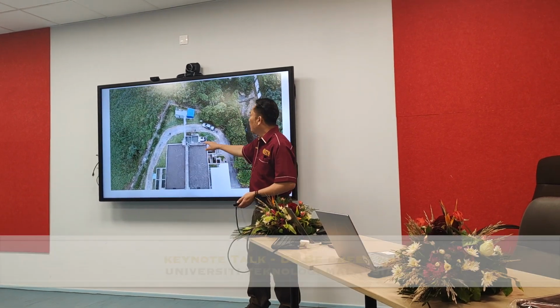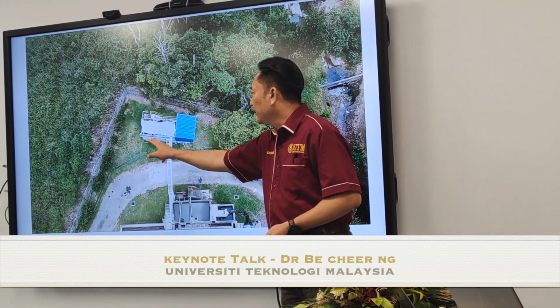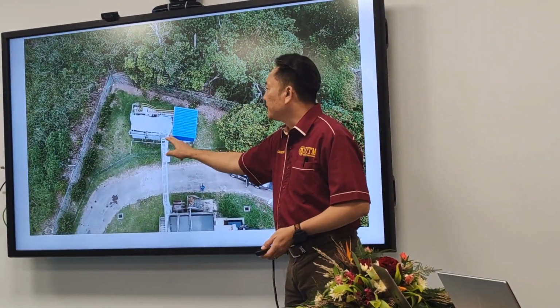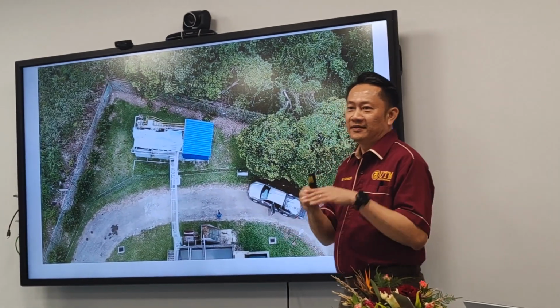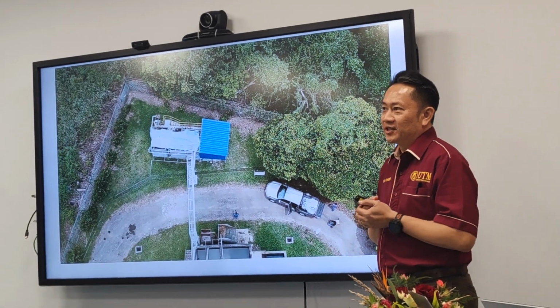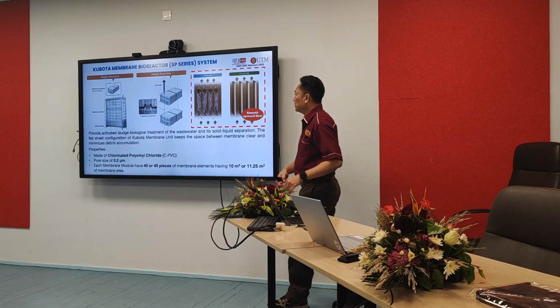But our plant is very small, very tiny. So it was a tank, a pre-aeration tank, and a membrane tank here. So this is a control, and we have a small lab. This is a bench for us to do that.